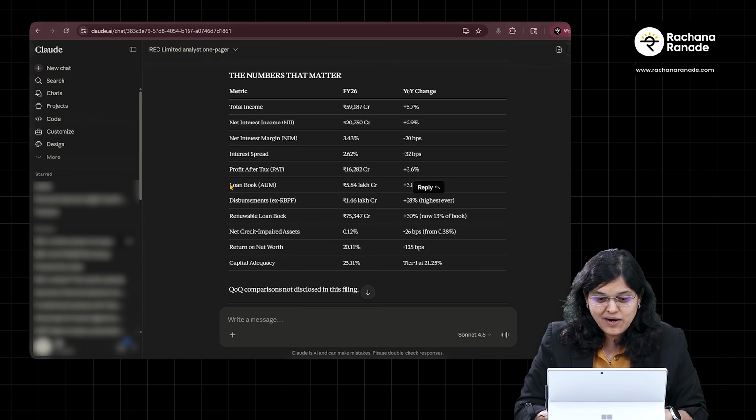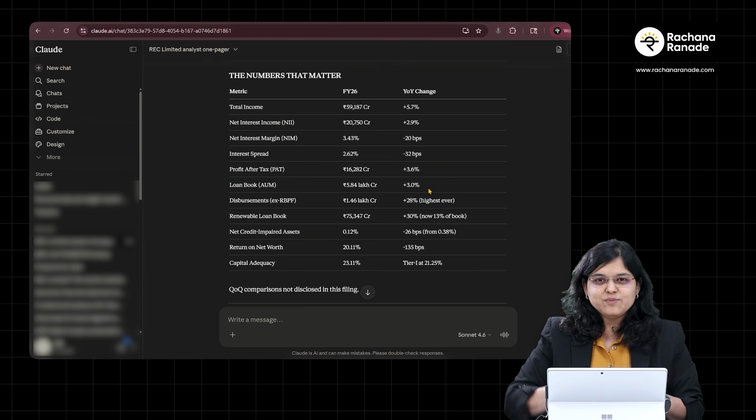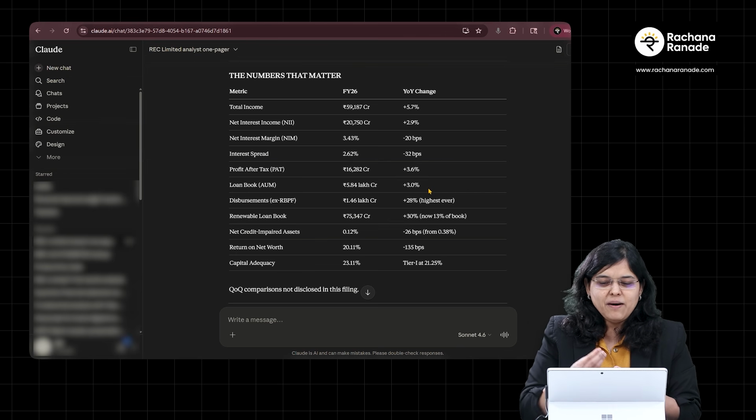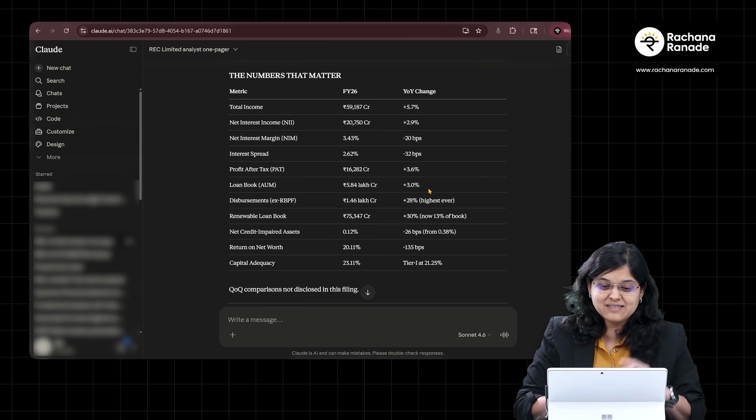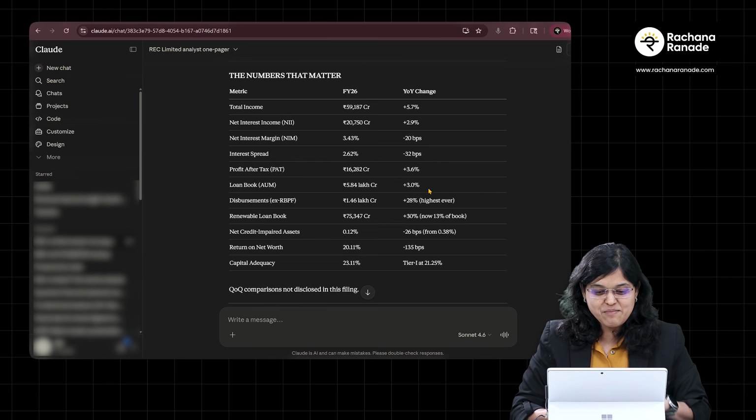But you also see one point, AUM is up by only 3%. How can this happen? Disbursements record high, but AUM is up by only 3%. This is because there must have been a record repayment of loans as well. So this is some unique problem that the company is facing.